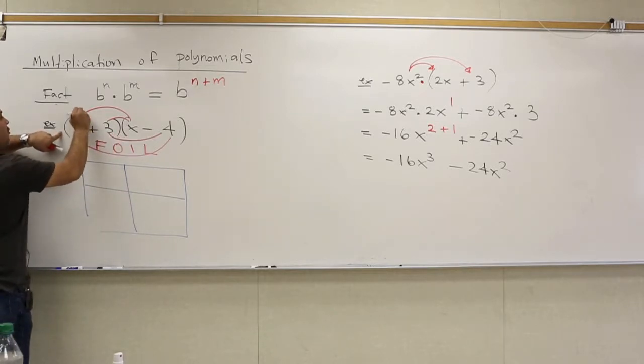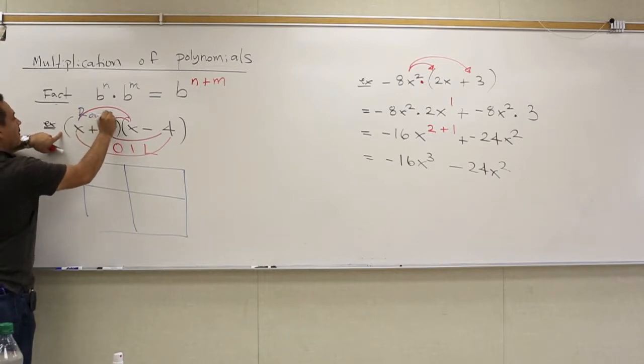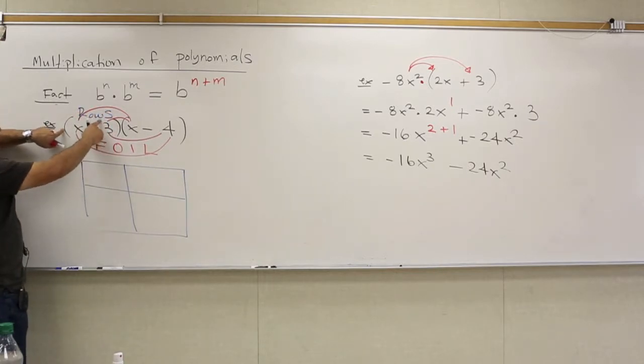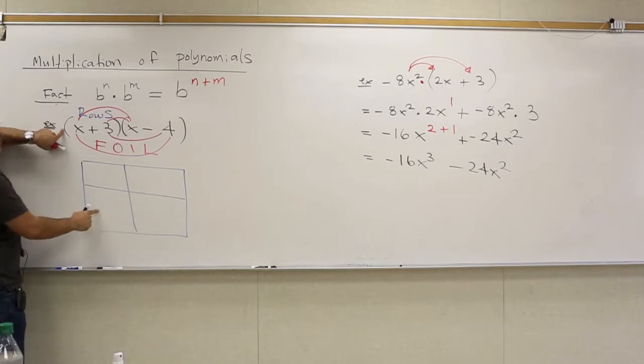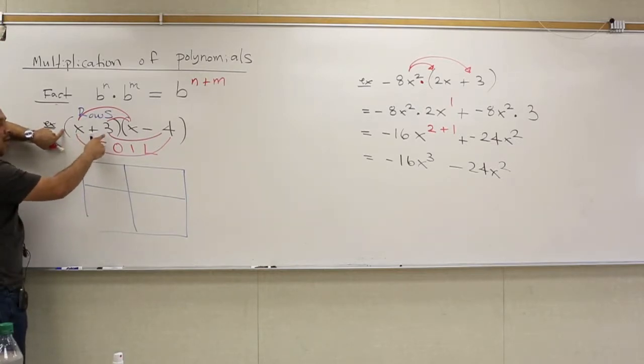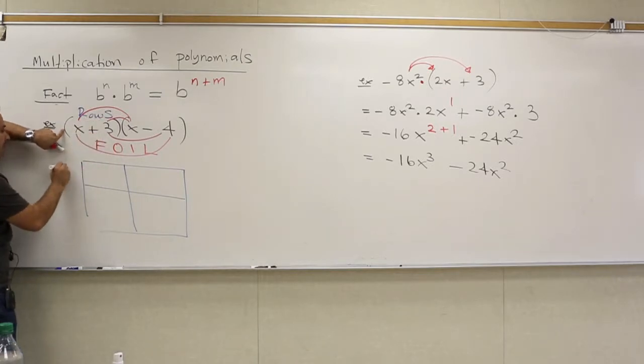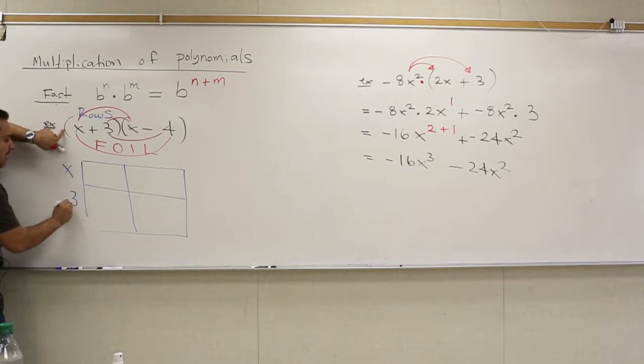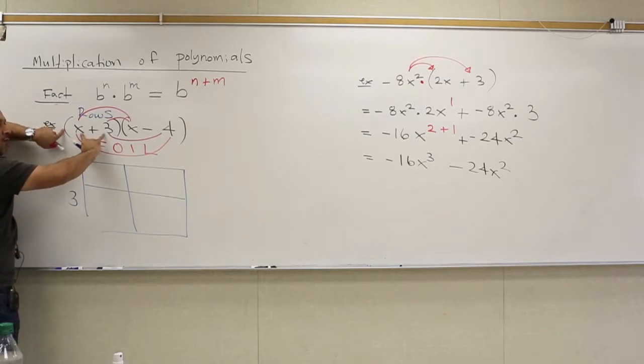X plus 3. These are your rows, by the way. I drew a box with 2 rows. Do you guys know why I put 2 rows? Because I have an x plus a 3. I got 2 terms. So here's my rows. Put your x and put your 3. And 3 is positive. We don't have to put the plus sign, but we know it's positive. Okay? So if I have 2 terms in this parentheses, that's my 2 rows. Are you okay with that?